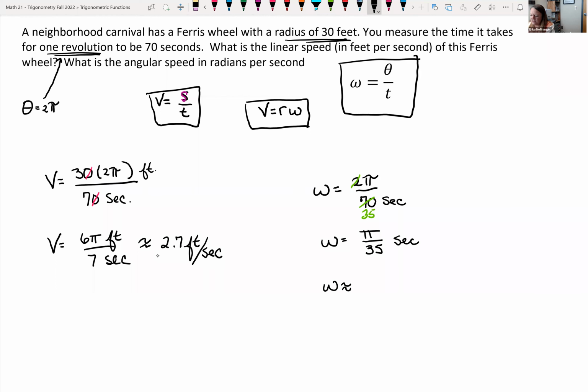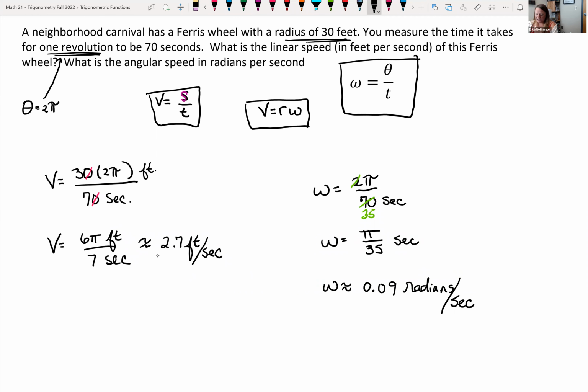So again, that doesn't make too much sense. And so looking at what is pi divided by 35, the angular speed is 0.09, rounding to the nearest hundredth, radians per second.